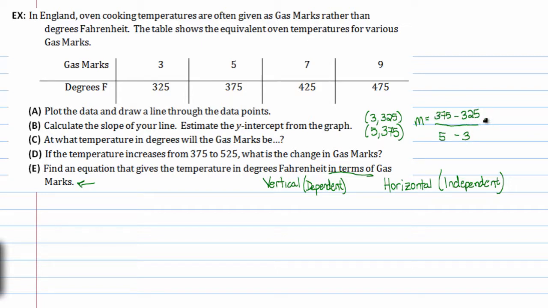375 minus 325 is 50. 5 minus 3 is 2, which comes out to be 25. The slope of our equation is 25. And in fact, let's talk about the meaning of the slope. It's 25 what? Well, let's go to the graph and ask ourselves that question.